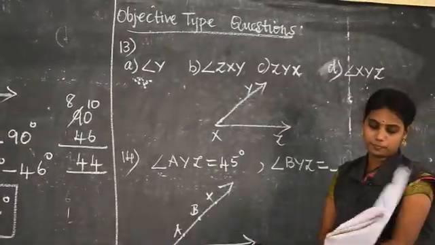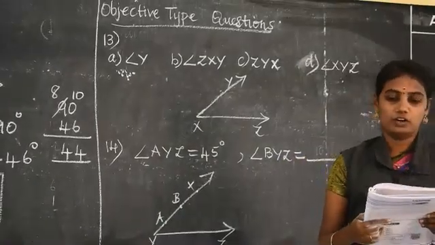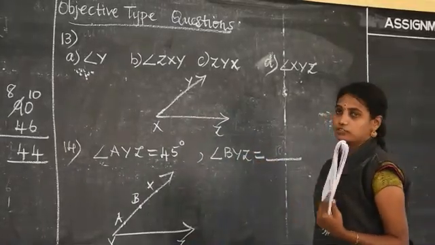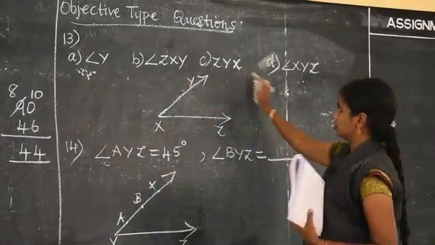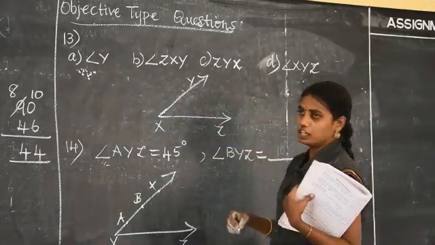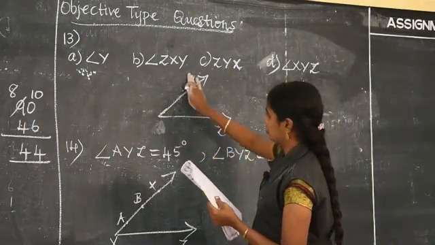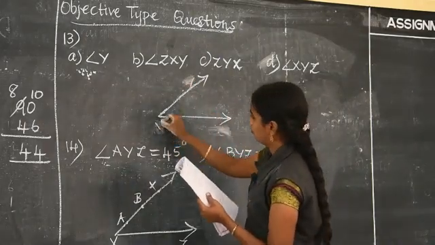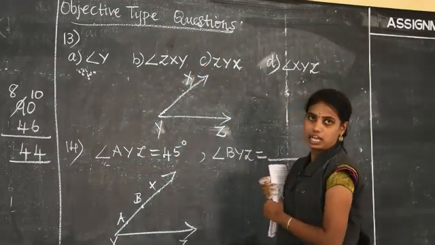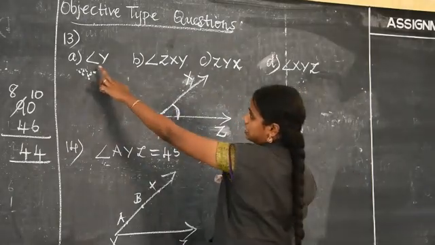Question number 13. Listen to me. In this figure, which is not the correct way of naming an angle? This is our diagram. From this, which is not correct? The four options, which is not correct, we are going to find out. Where is the angle formed, my dear? Sorry, I have given the name wrongly. This is only X. So now where is the angle formed? Y. Angle Y, it is correct.